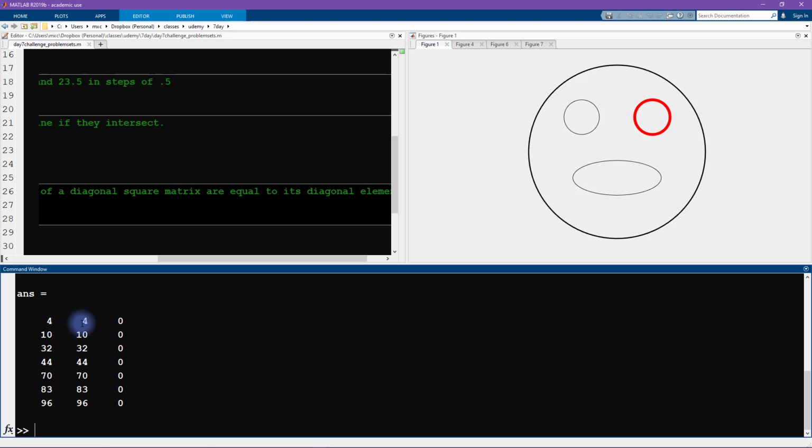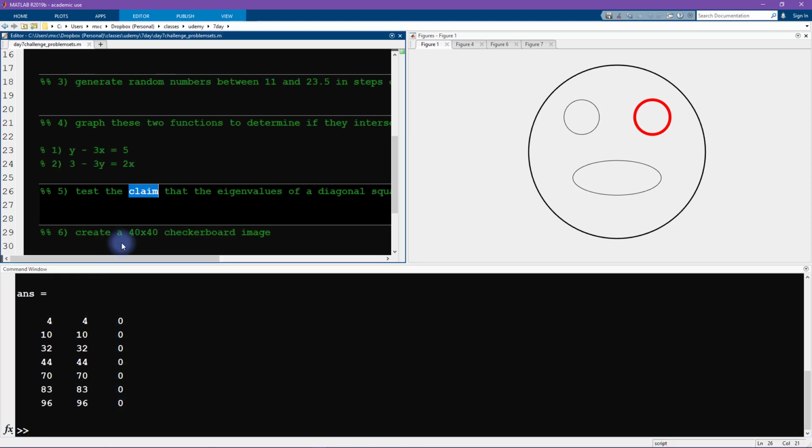the diagonal elements. So what I'm printing out here in this matrix are, in the first column, the eigenvalues, the second column is the diagonal elements, and here I actually said the first column minus the second column, which all equals 0 because these are the same. So this is one demonstration of this claim.